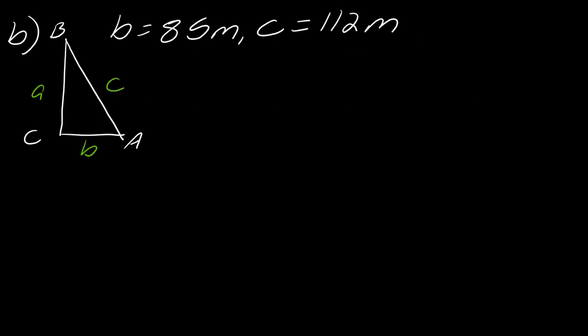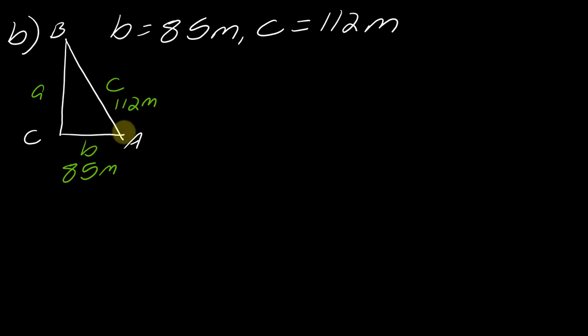Okay, and so for B here, this is a little bit different. So now we just have 2 sides. So I'm going to go ahead and just label these to make my life easier. So this is 85 meters, and this is 112 meters. I'll put the m there so I don't forget. Okay, so in this case, the only way you can actually really figure out a will be using the Pythagorean theorem, but I'll convince you of that a little bit more in a second.